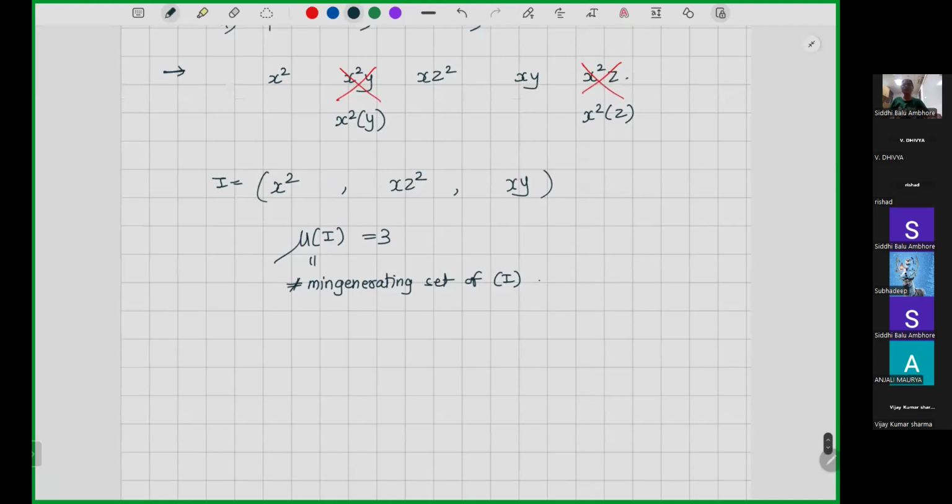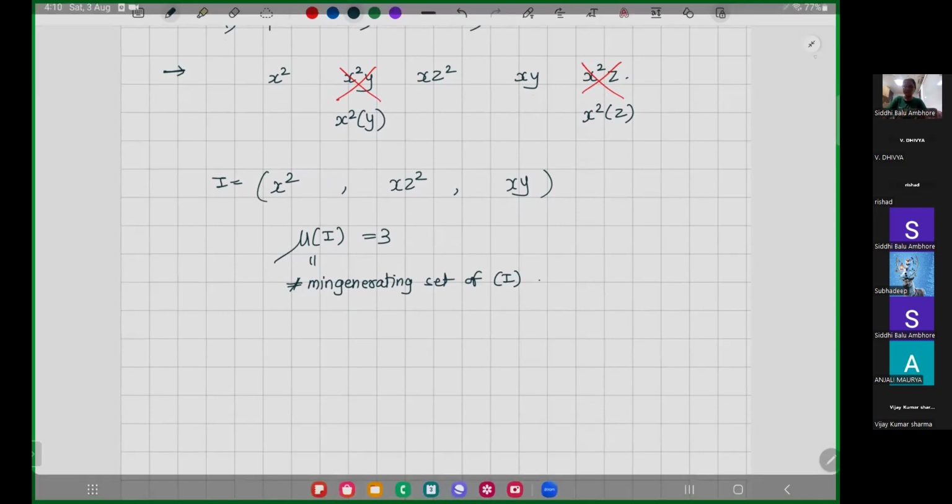Ma'am, yes. Thus every ideal has a Gröbner basis, right? Reduced Gröbner, sorry. In every Noetherian ring, every ideal has a Gröbner basis, right? You are saying in every Noetherian ring, every ideal has a Gröbner basis, right? Yes, it's true.